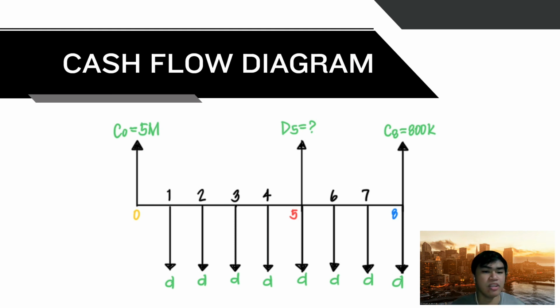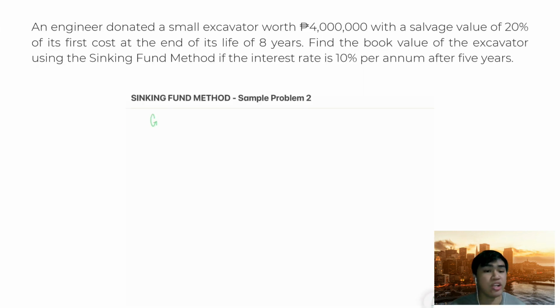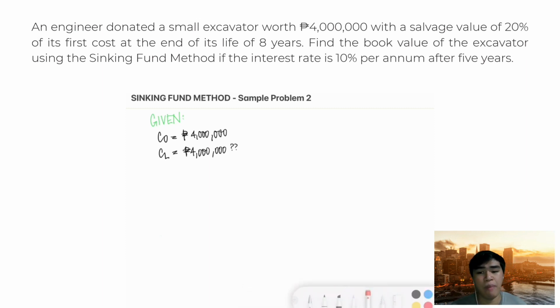Now, let's list down the given values. The original cost here is 4 million pesos. As for salvage value, although not explicitly stated here, we can see that the amount is 20% of the original cost. Thus, we multiply 4 million pesos by 1/5, causing the salvage value to amount to 800,000 pesos.